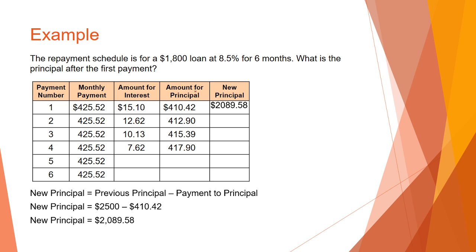$2,089.58. So let's say, what if the question asks for the second payment? So the previous principal this time would have been $2,089.58, and then you would have subtracted the $412.90. That answer will go here. Okay, so it all depends on what the question is asking.